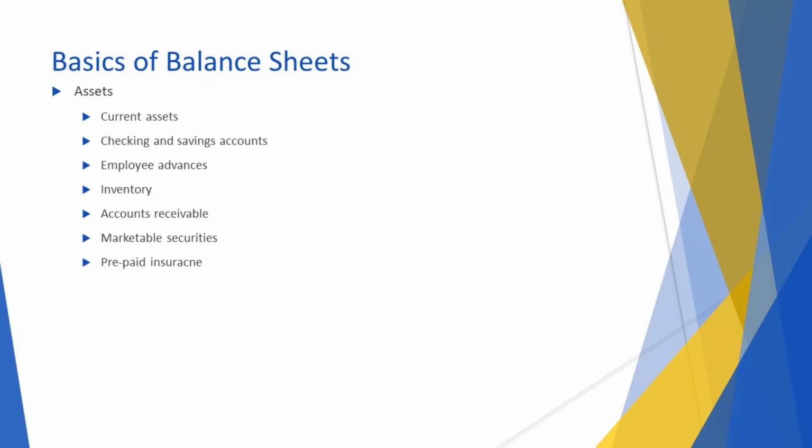The first type of assets listed are referred to as current assets. Current assets are cash and cash equivalents, as well as assets that can be converted to cash in less than 1 year. This will include your checking and savings accounts, employee advances, inventory, accounts receivable, marketable securities, and prepaid insurance.